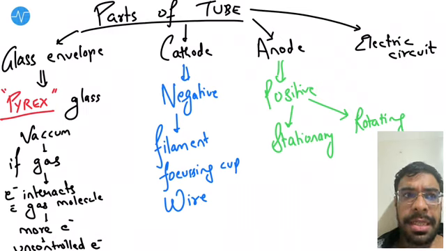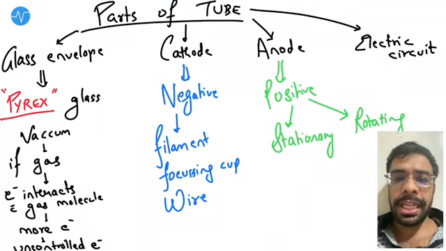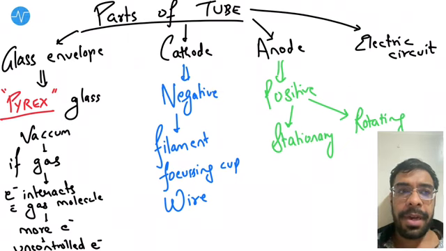In the glass envelope, we have vacuum inside. Now why is vacuum present? Suppose vacuum is not present and gas is present, then the electrons will interact with the gas molecules. Because of this interaction, there will be more production of electrons and this electron production will be uncontrollable. Therefore, we have vacuum inside the glass envelope.